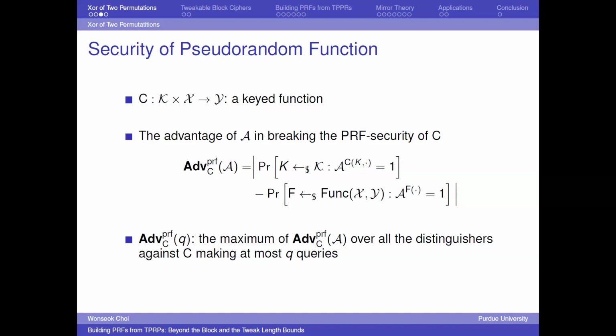It takes a key input and a message input and outputs some ciphertext or tag or any kind of output. Then the advantage of some adversary in breaking the PRF security of this construction can be defined as a security game of distinguishing the real world and the ideal world, where this ideal world is a truly random function. And in the information theoretic setting, we define the advantage of the PRF security of this construction as the maximum of all possible adversaries' advantage over all the distinguishers against C, making at most 2 queries.